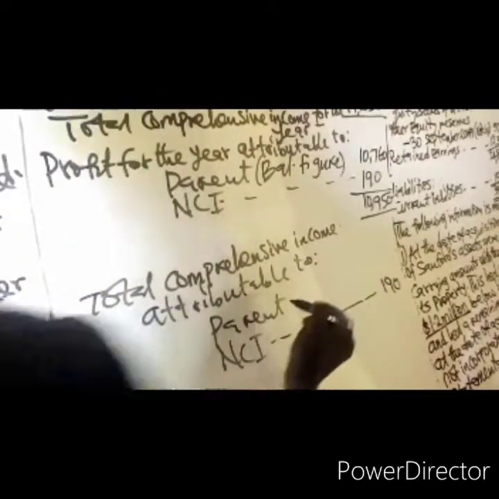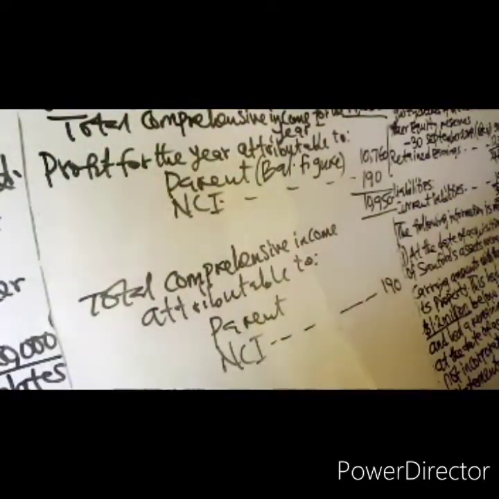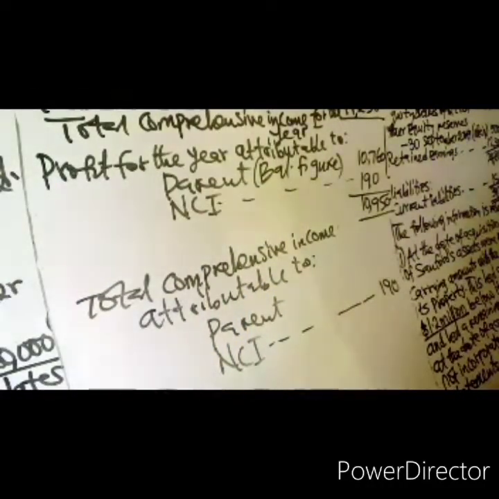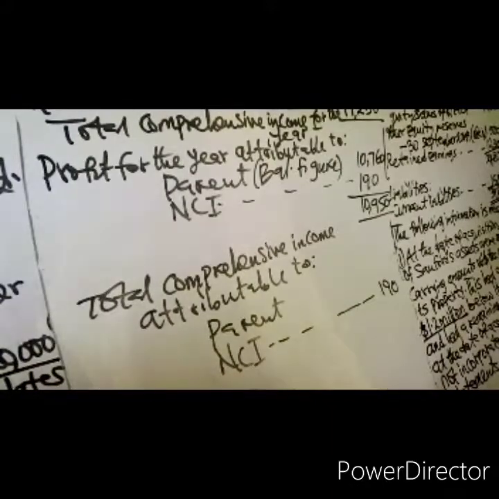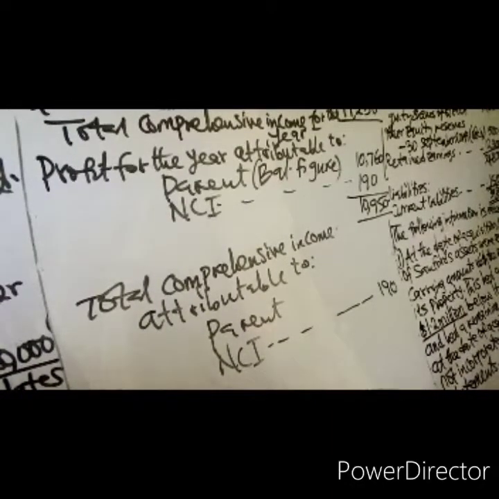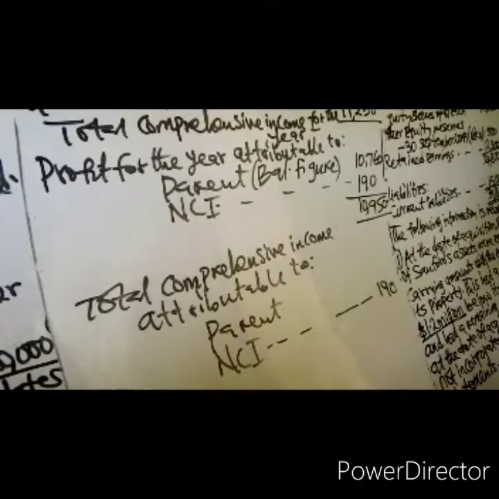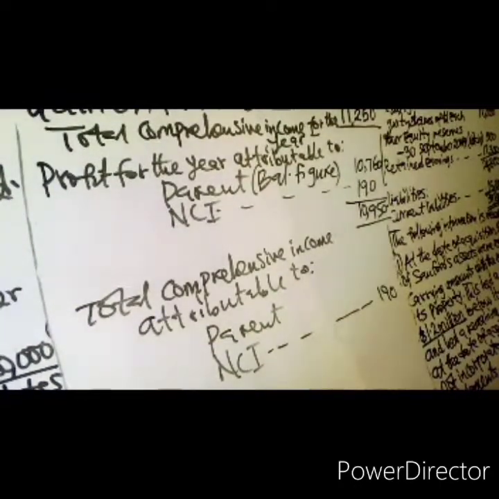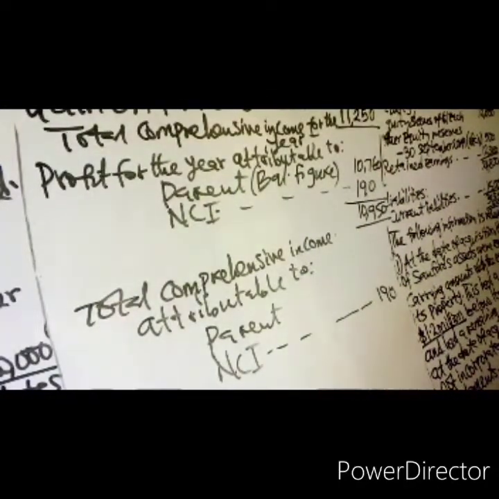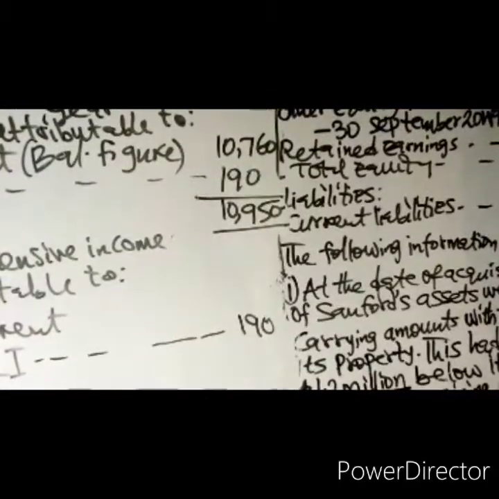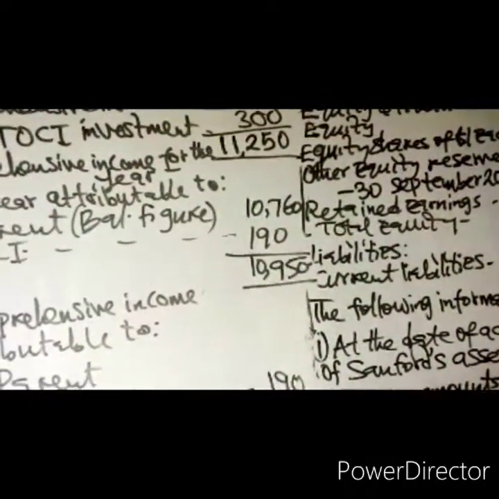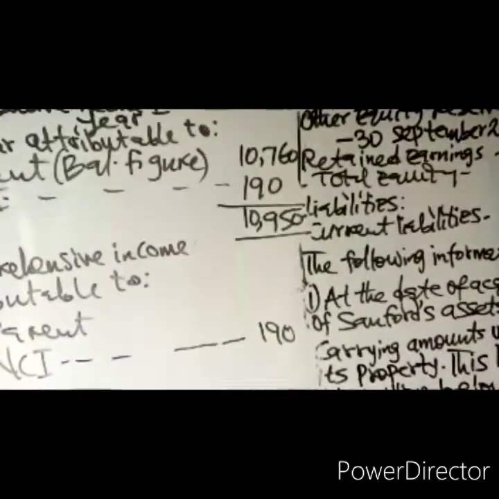The one attributable to the parent company will be the profit for the year of the parent, 10,760, plus the 300, which is the other comprehensive income there. So 190, that is the NCI.